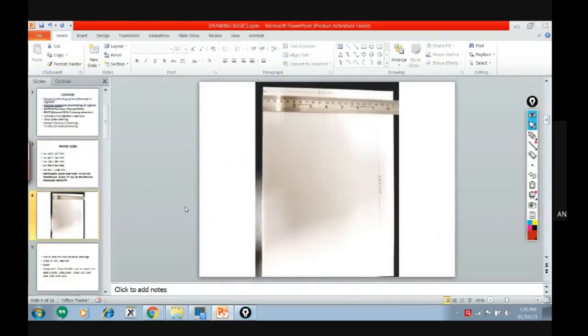Now, have you any time measured the size of the paper with a scale? Anybody? Have you tried to see the dimensions of the papers by using a scale on your own? Hello? No, sir.